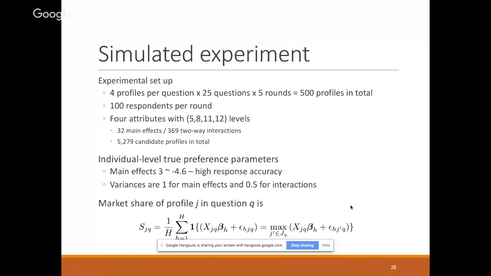And we generated the data based on individual-level choice. So we simulated as if the individual subject actually made choices based on the assumed preference parameters. And in the simulated data set, there exists substantive heterogeneity across different individuals.